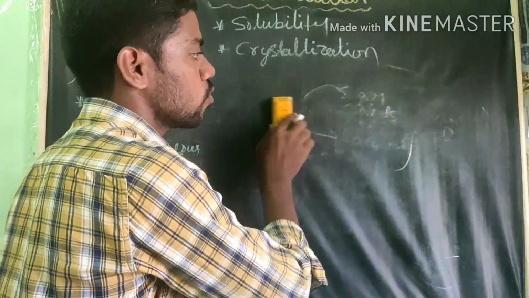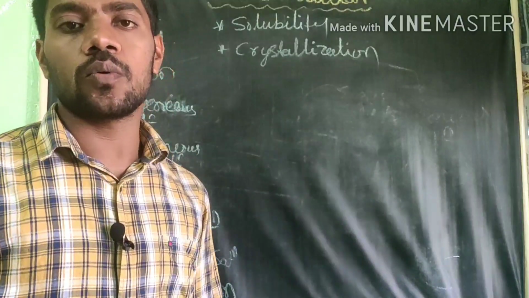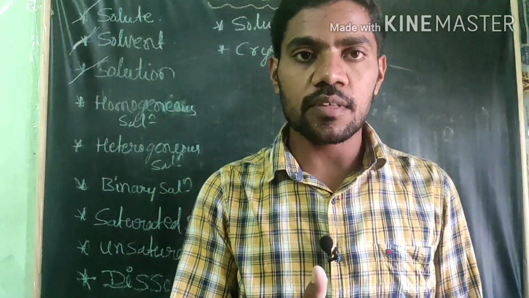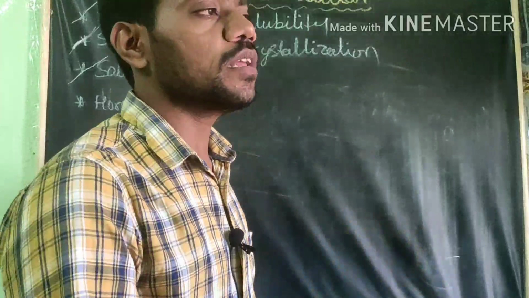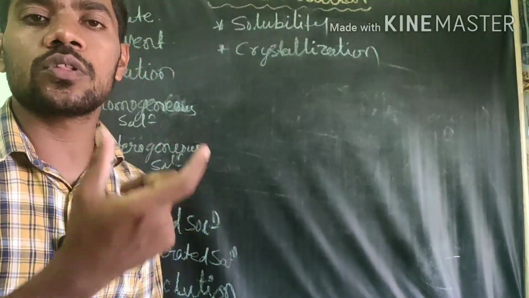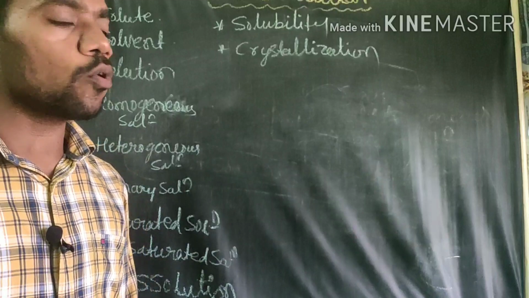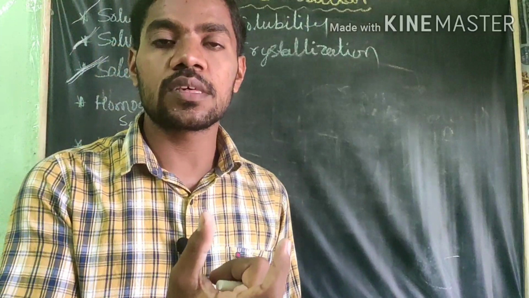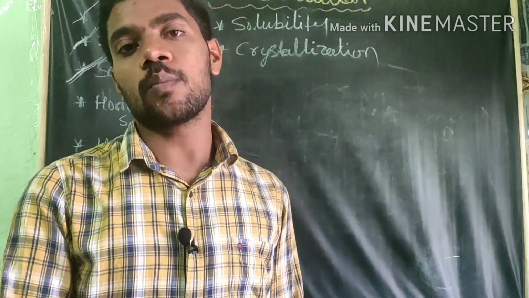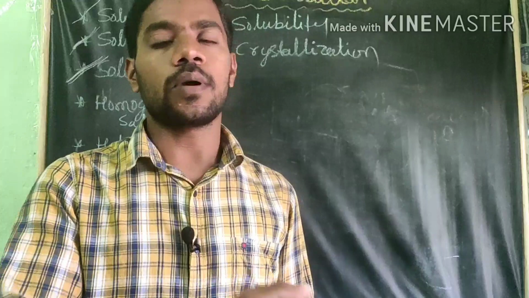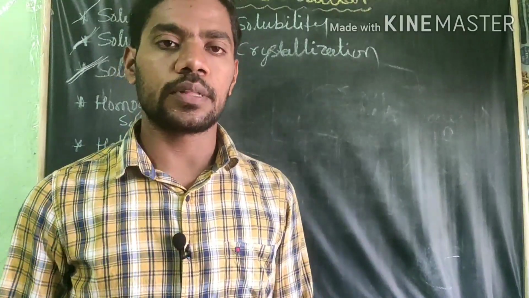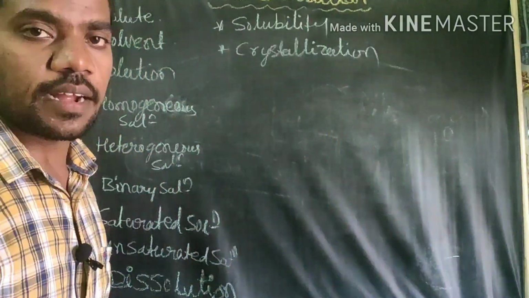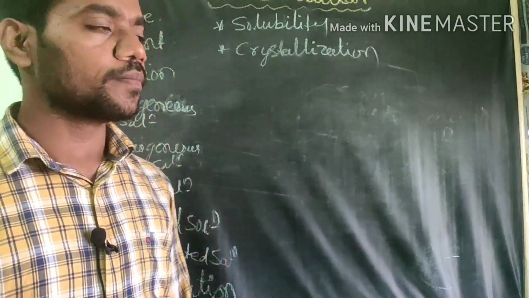Next we have to define solution. What is meant by solution? A solution is a homogeneous mixture of two or more components. It must be a homogeneous mixture of two or more than two components, and then we call it a solution. In one more way we define it: it is the mixture of solute and solvent. Solute plus solvent is called a solution.